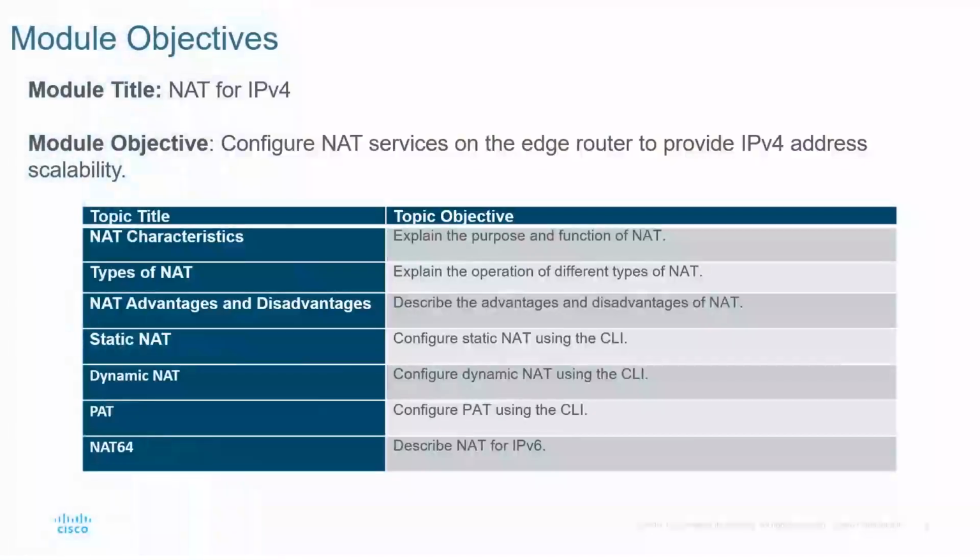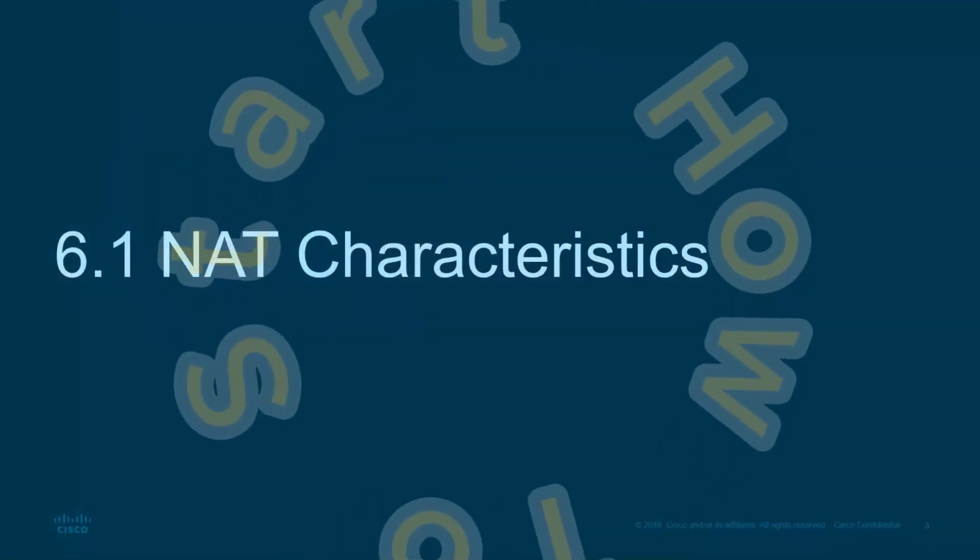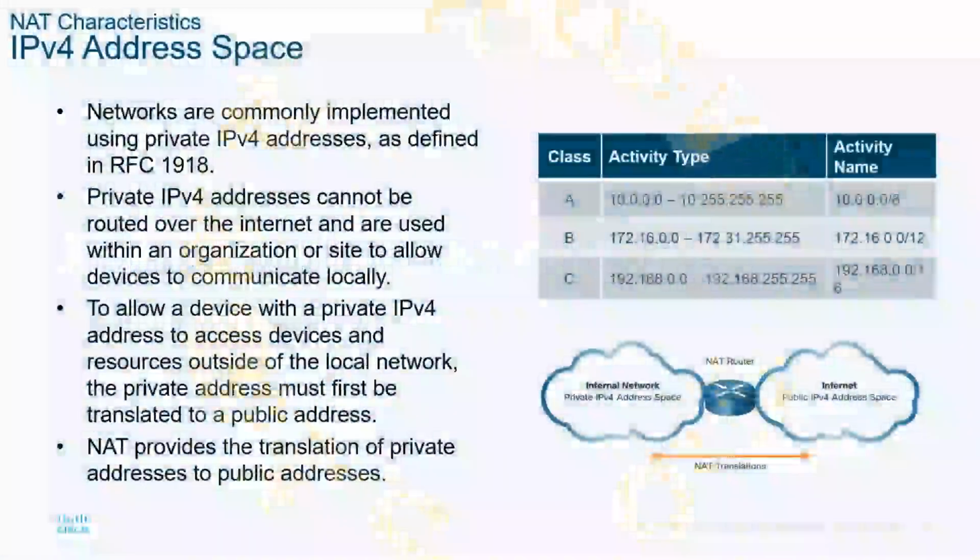So, Network Address Translation, commonly referred to as NAT. In this video, we're looking at NAT characteristics, types of NAT, advantages, disadvantages, and then static, dynamic, PAT, and we're going to end with NAT for IPv6. So, essentially, what are some of the main characteristics of NATs?